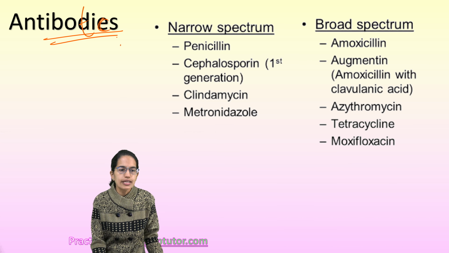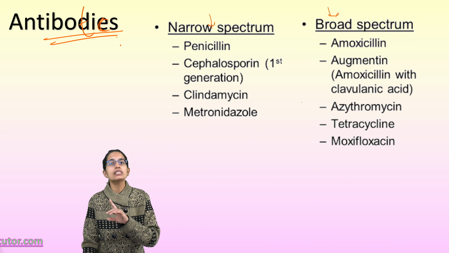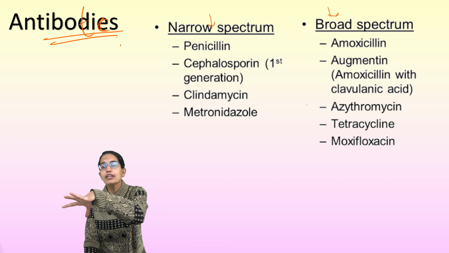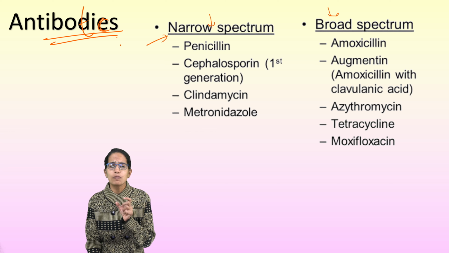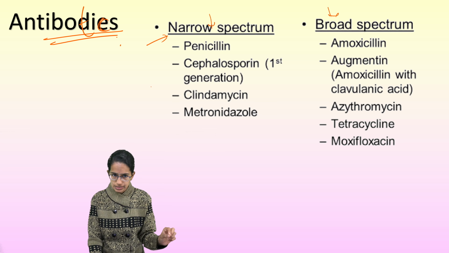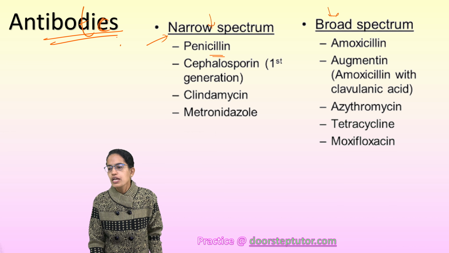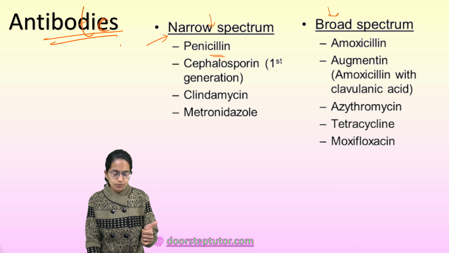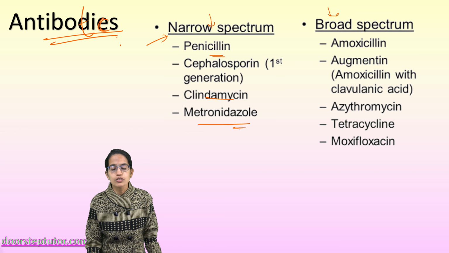Okay, antibiotics could be narrow spectrum or broad spectrum. Broad spectrum means it has the capability to treat a variety of diseases. However, narrow spectrum means it is meant for specific targeted diseases. Narrow spectrum antibiotics include penicillin. It also includes streptomycin, erythromycin, clindamycin and metronidazole.